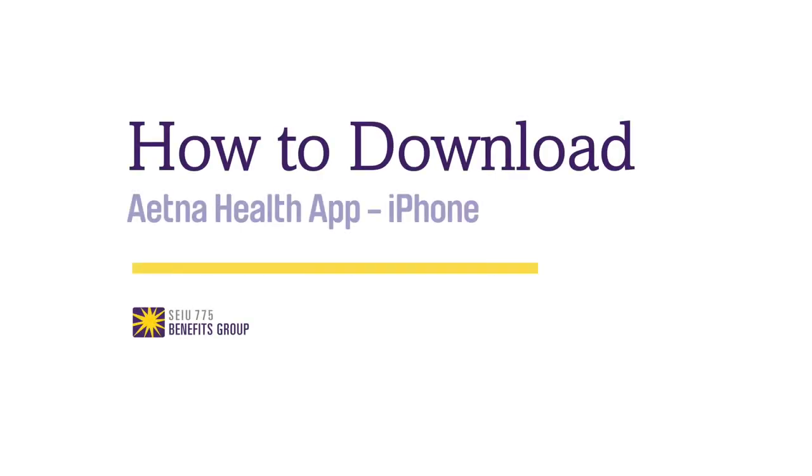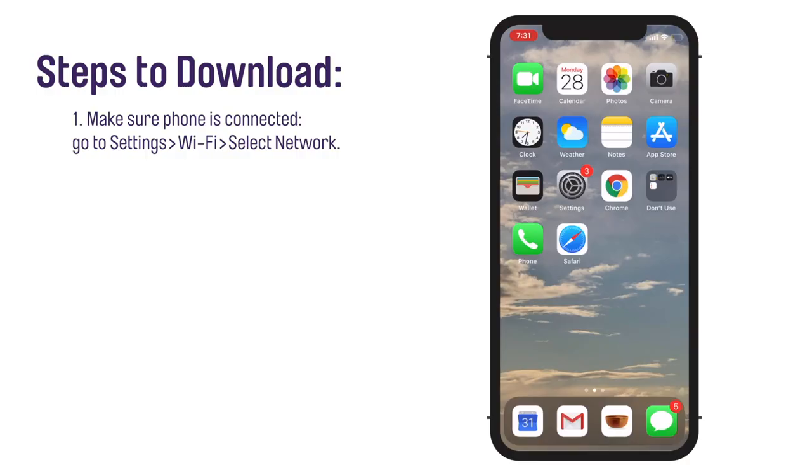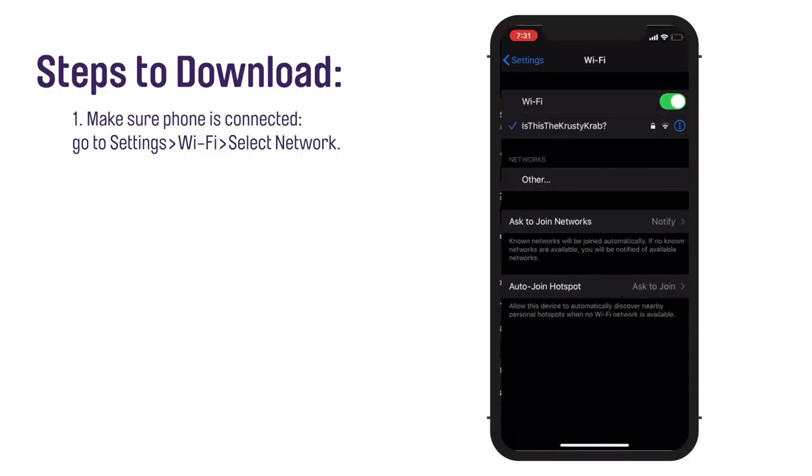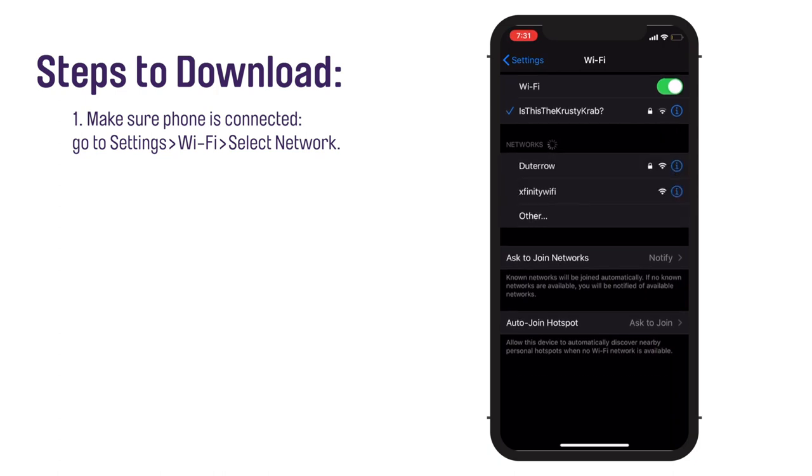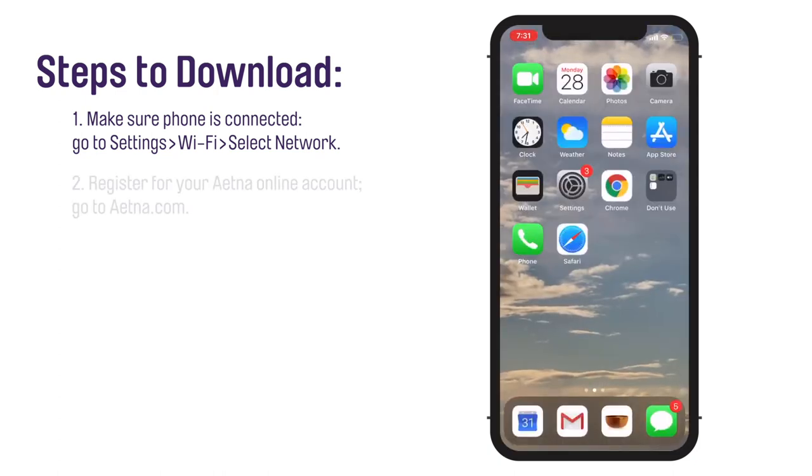In this video, we will go over how to download the Aetna Health app onto your iPhone. First, make sure that your phone is connected to the internet. Go to your settings, click on Wi-Fi, and check that your preferred network is selected.